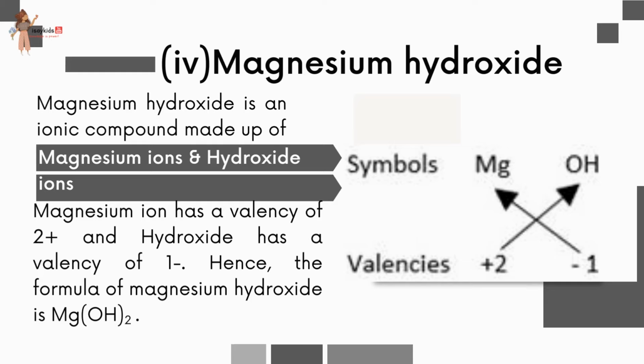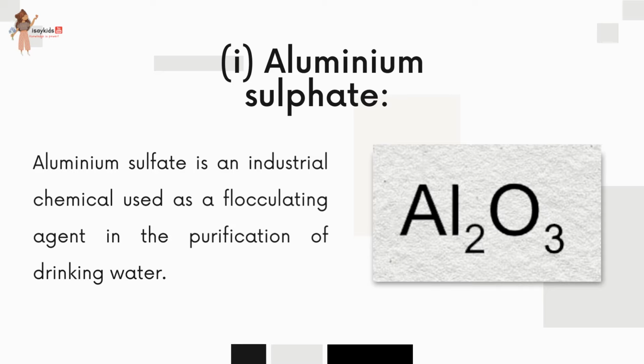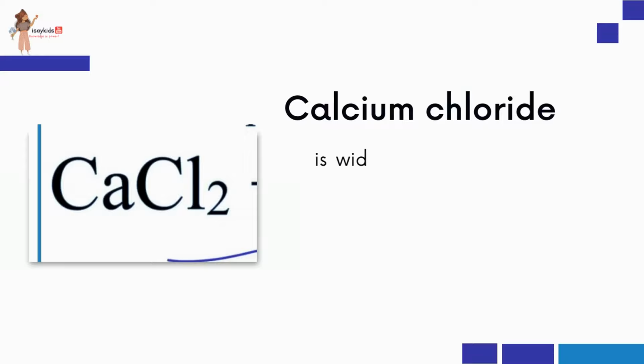Magnesium hydroxide. It is an ionic compound made up of magnesium and hydroxide ions. Magnesium ion has a valency of 2+ and hydroxide has a valency of 1-. Hence, the formula of magnesium hydroxide is Mg(OH)2. Let's see the names of compounds like aluminium sulfate. Al2(SO4)3 is aluminium sulfate. It is an industrial chemical used as a flocculating agent in the purification of drinking water.